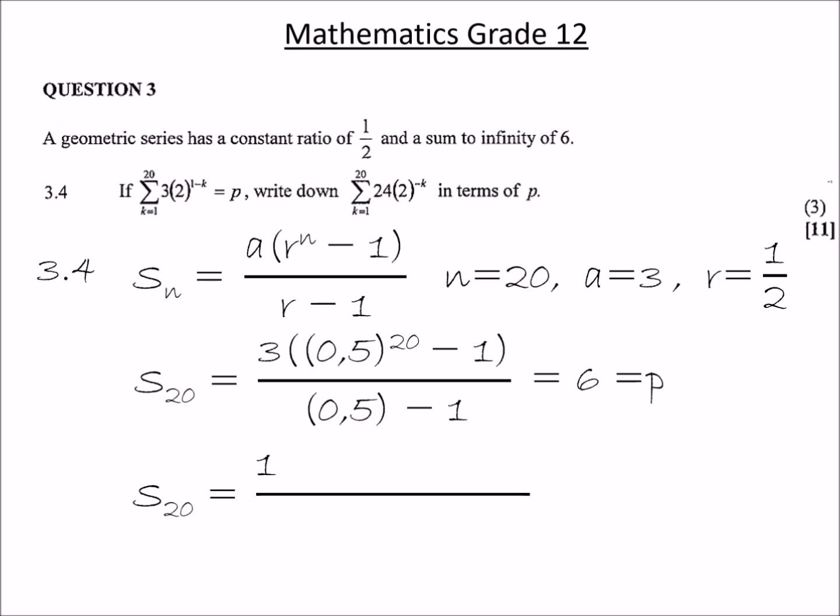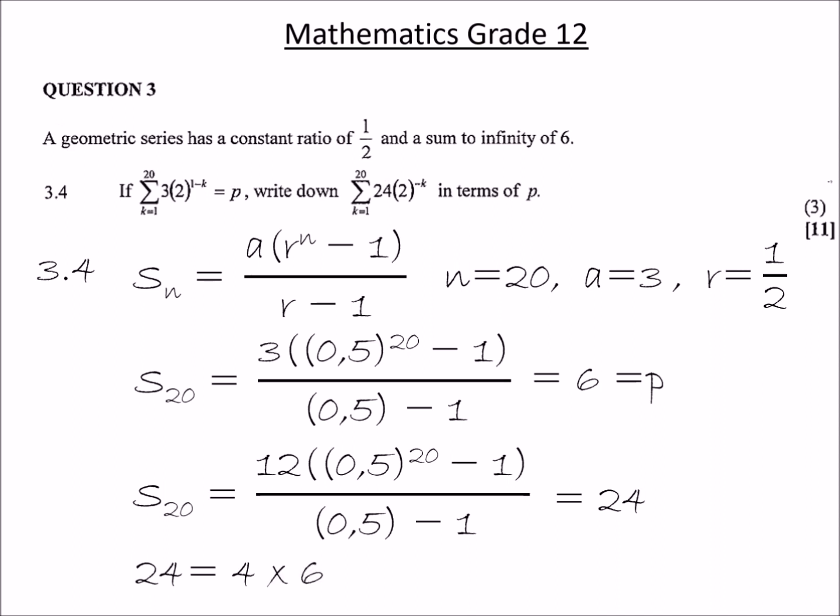When a is equal to 12, we get 24. 24 divided by 6 gives us 4. So the sum to the 20th term in terms of p is 24 equals 4 times 6, or 4p. And that's it for question 3.